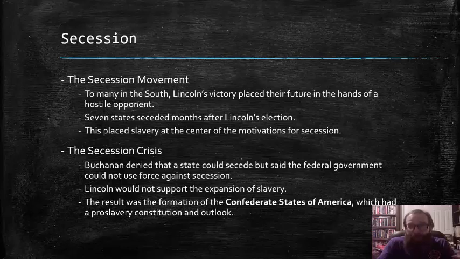James Buchanan, who was still president at this time, even though he denied that a state had the right to secede, also said the federal government could not use force against secession, and thus the states were able to secede during the waning months of Buchanan's presidency. Of course, Lincoln would not support the expansion of slavery. As a result, the Confederate States of America were formed, which had a pro-slavery constitution and outlook.